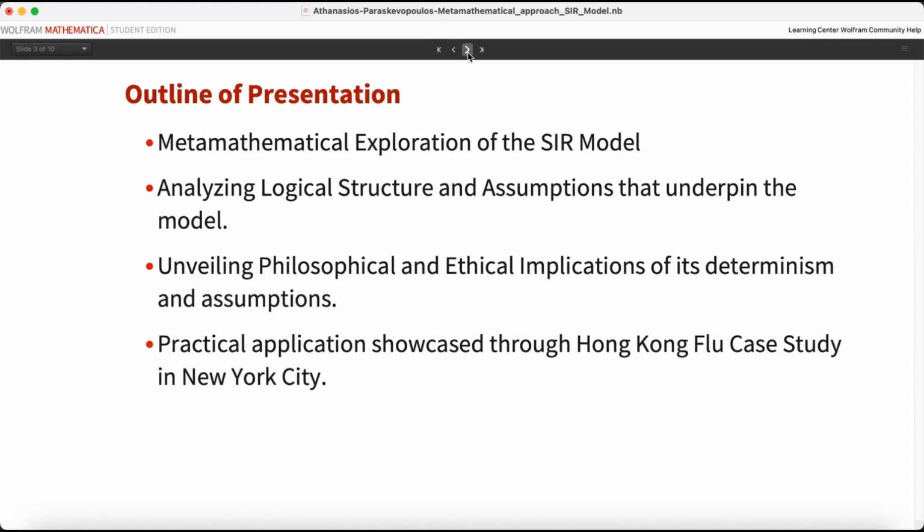To ground these concepts, we will delve into a real-world case study examining the Hong Kong flu outbreak in New York City. Finally, we will talk about why these big ideas are important and how they can help us make better choices in public health.